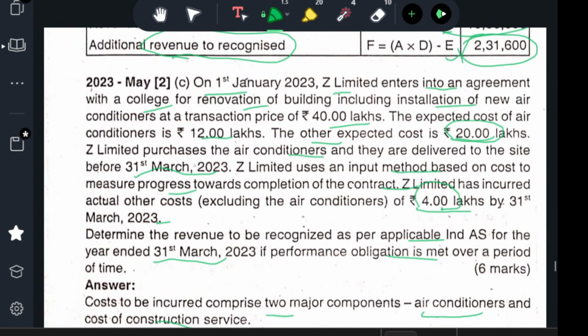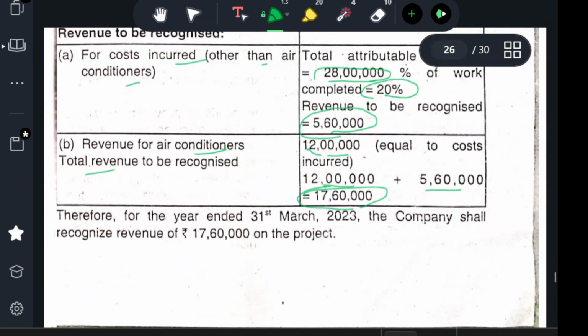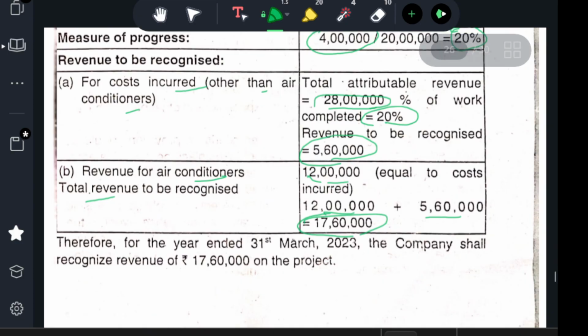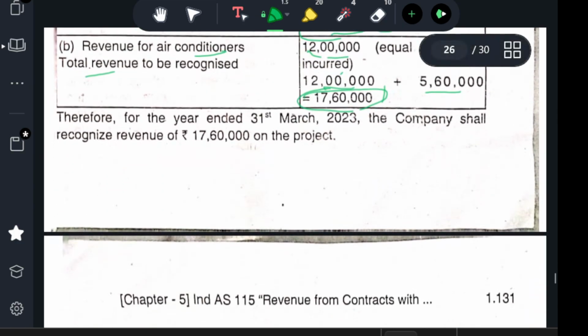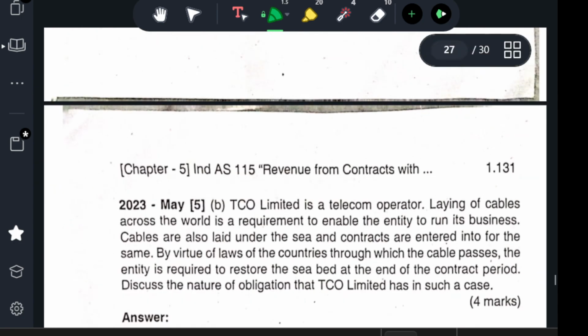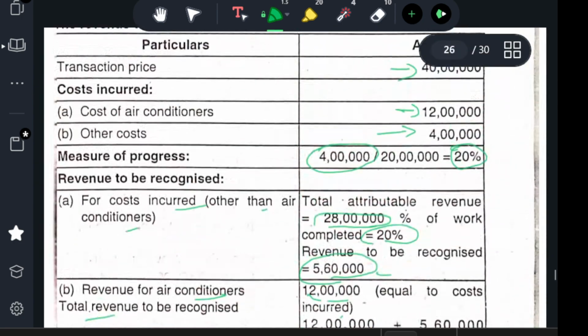40 lakhs minus 12 lakhs is 28 lakhs. 20% of 28 lakhs is 5 lakh 60,000. 5 lakh 60,000 plus 12 lakhs is 17 lakh 60,000. Therefore, at the end of 31st March, the company shall recognize a revenue of 17 lakh 60,000 on the project. Understand?